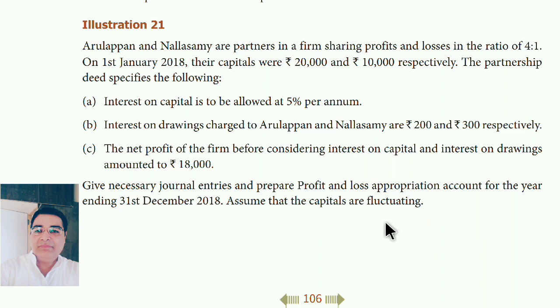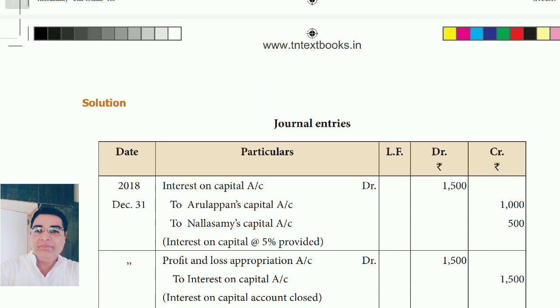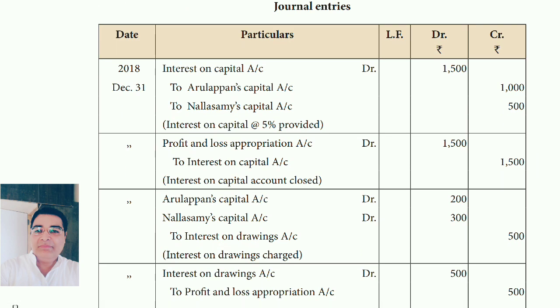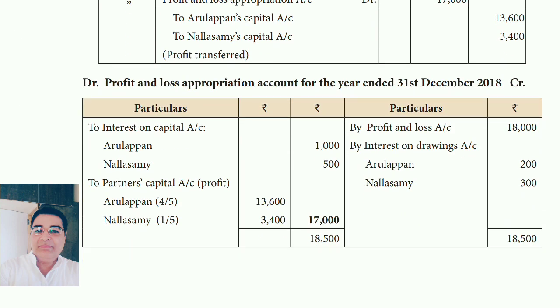Assume the capitals are fluctuating. So only one account you have to prepare, that is the profit and loss appropriation account. And before that we have to write the journal entry. So what I am suggesting, you leave one page for the journal entries, and in the next page you write this format, or else take a double new page.